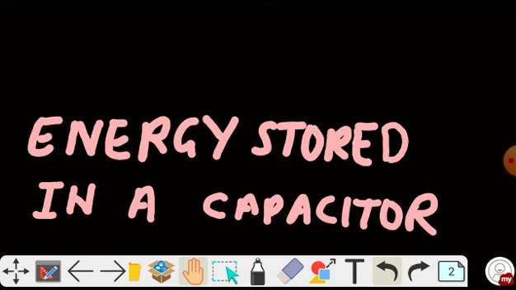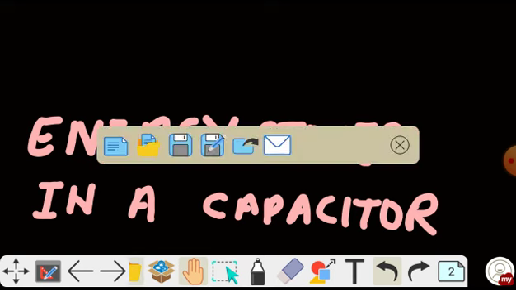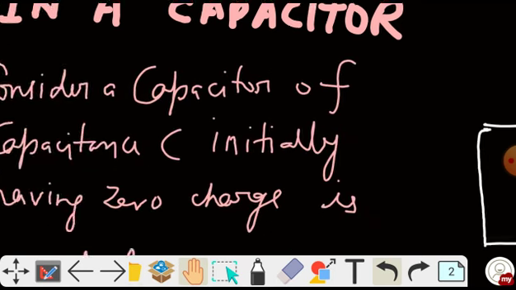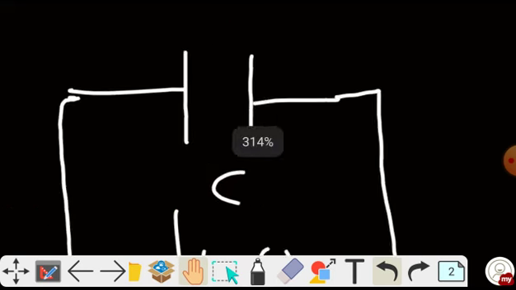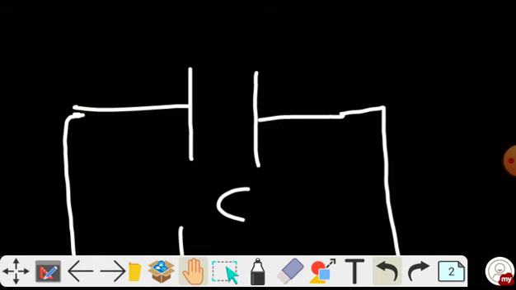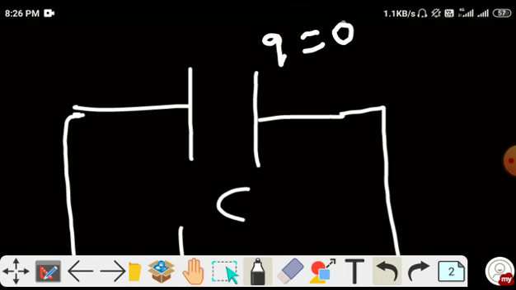Okay, so let's say this is our capacitor. Suppose this is our uncharged capacitor. We have taken a capacitor and it is uncharged. That means initially, let's say the charge on the plates is 0. There is no charge on the plate.